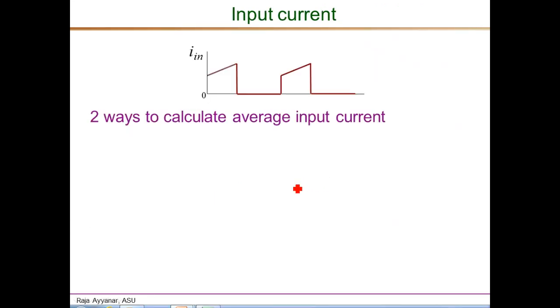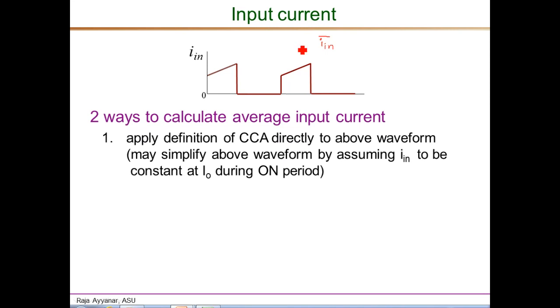Next, let's look at the average value of the input current. So essentially I want to derive what is this IN bar or IN average, and we can do this essentially in two different ways. The first one is to apply the definition of cycle by cycle averaging. That is to say, take the average of IN, instantaneous IN, over one complete switching period, or obtain the area under this curve, divide by Ts to get IN average.